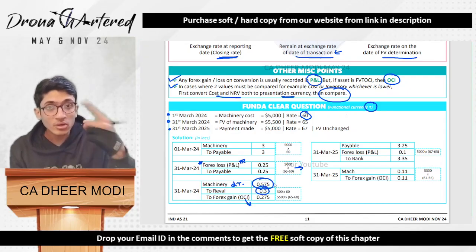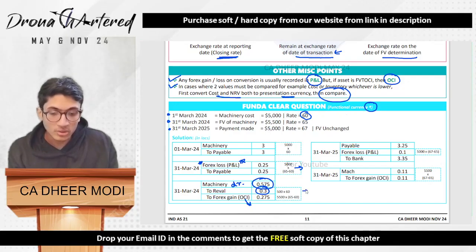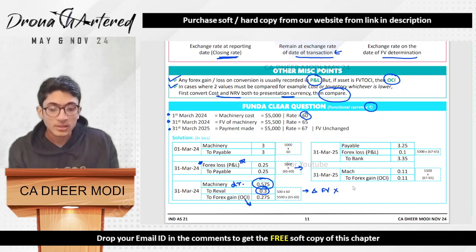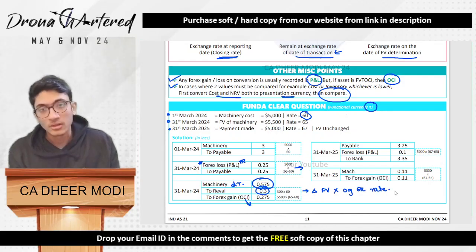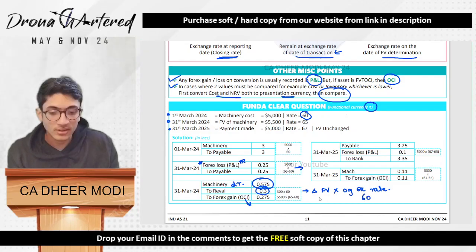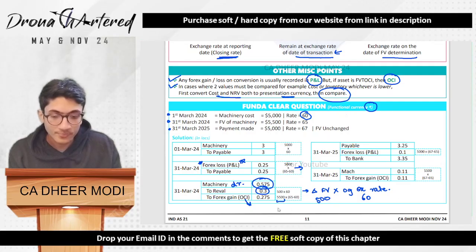So first to identify what will be your reval gain. Your reval gain is your change, that is fair value change. If you have to put this into a formula, this will be change in fair value into original exchange rate. That is, in this case, original exchange rate was 60, change in fair value was 500. Okay. To understand foreign exchange gain that is transferred to OCI, this is basically new fair value into change in exchange rate.